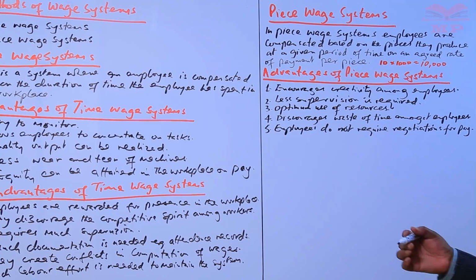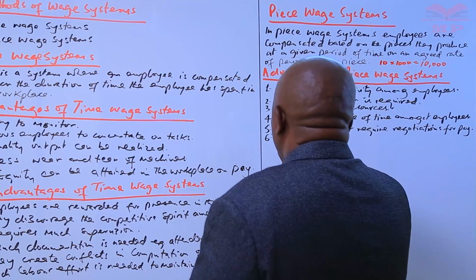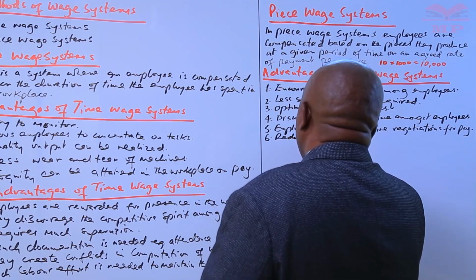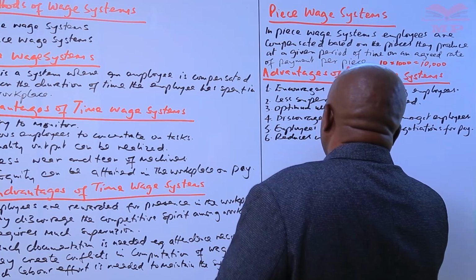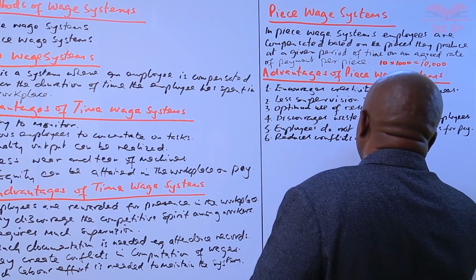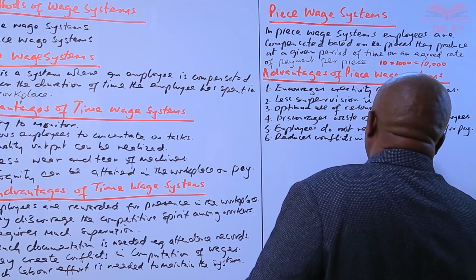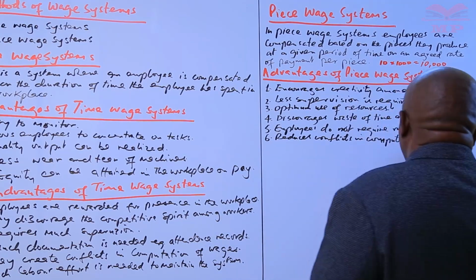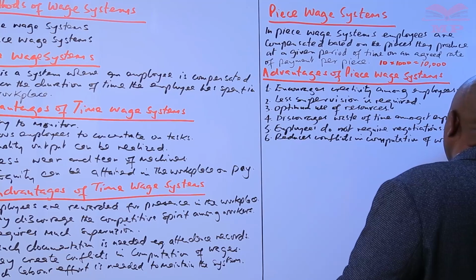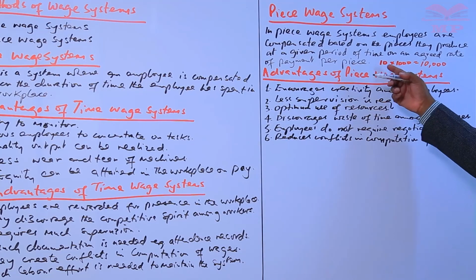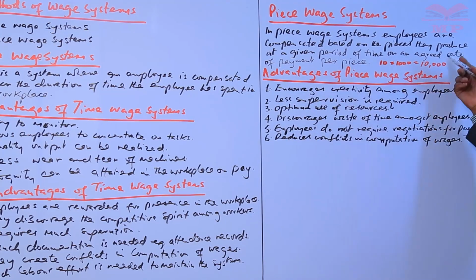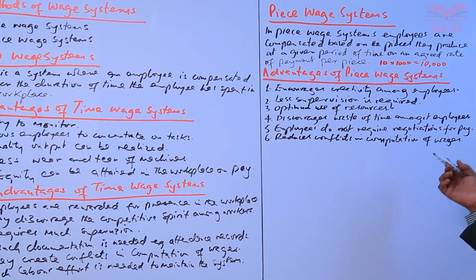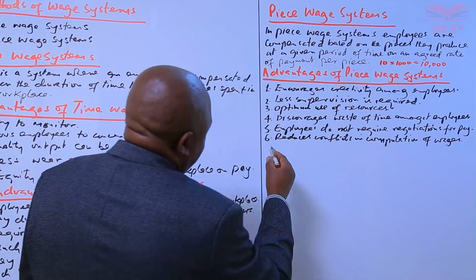Is it? And then number six, reduces conflicts in computation of wages. So you are able to see, for example, 10 pieces, 1,000 per piece, 10,000. So it reduces conflicts that may be associated with issues of computation of wages. Now, these are advantages of piece wages. There could also be some disadvantages.